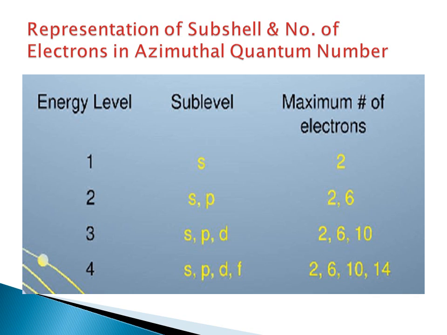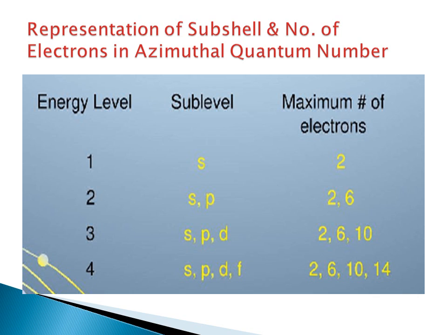In case of the third energy level, s, p and d, the d orbitals are totally 5 orbitals. Each orbital contributes how many electrons? 2 electrons. Therefore, 5 d orbitals contribute how many electrons? 10 electrons. Therefore, s, p and d equal to total 2 plus 6 plus 10, that is equal to 18 electrons. You have already studied this in your 11th and 12th standard. I just remind you.